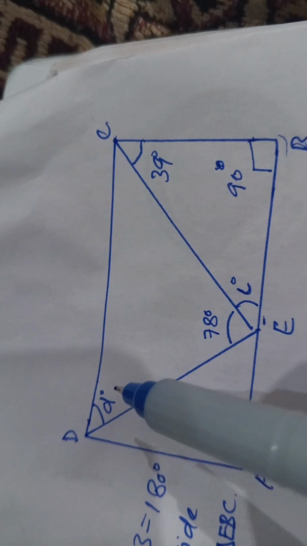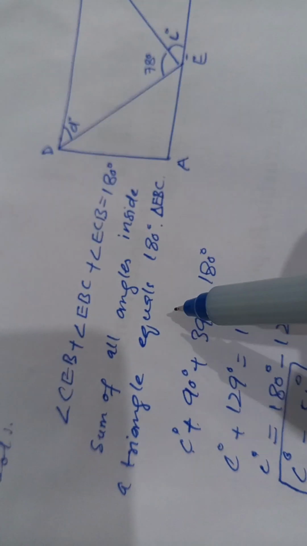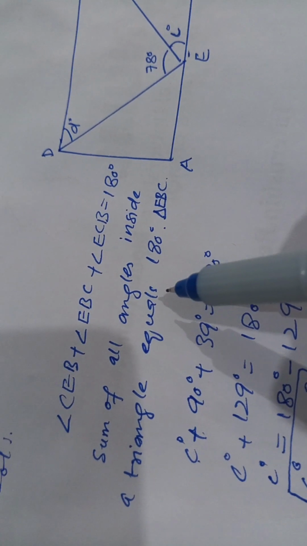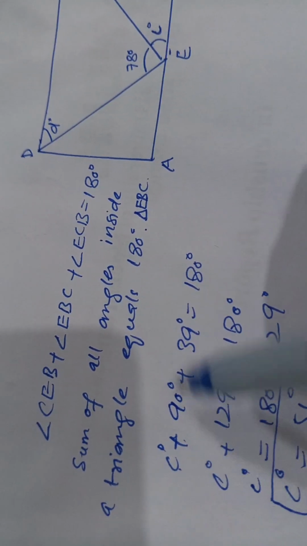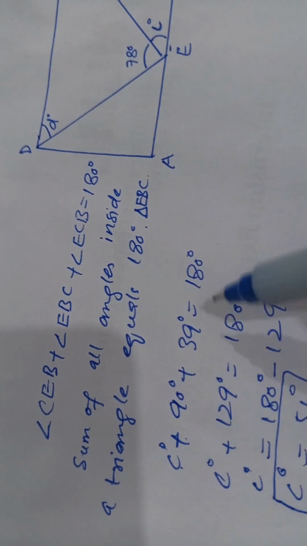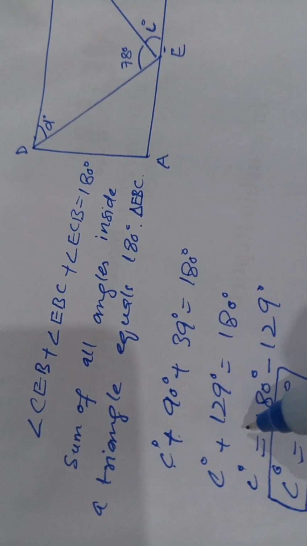I think yes, because if we use the law that says the sum of all angles inside a triangle equals 180 degrees, and we know the value of two angles, we will be able to find the value of the third angle like this. Here we knew the value of two angles, right? And then we found the value of the third angle.